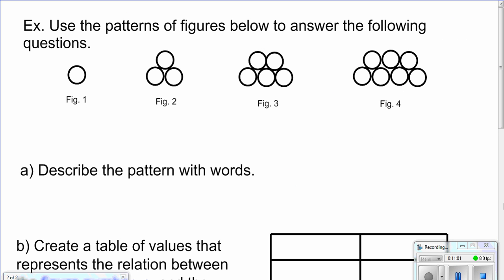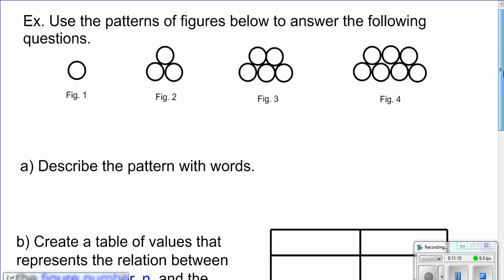Okay, I know that first example was long. We're going to do this second example together, but a little bit quicker, okay? So use this pattern to answer the following question.